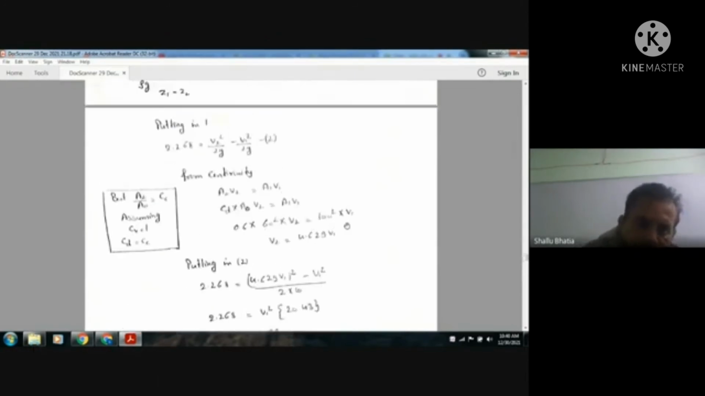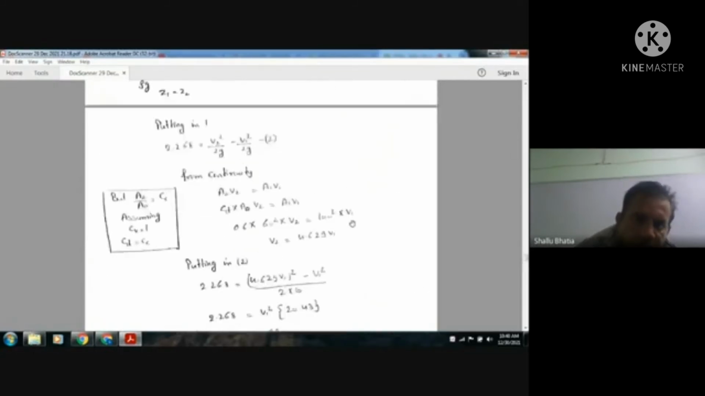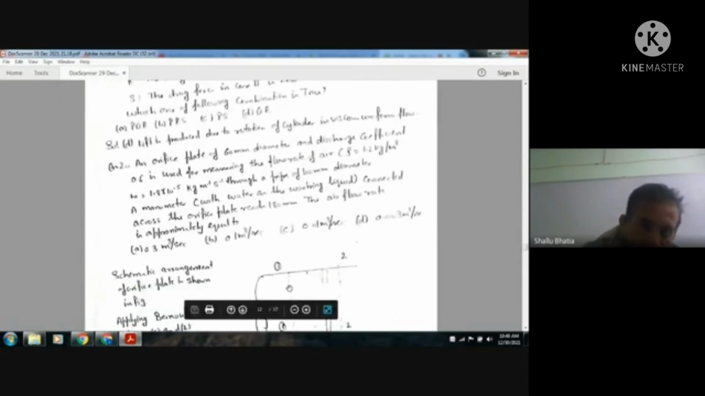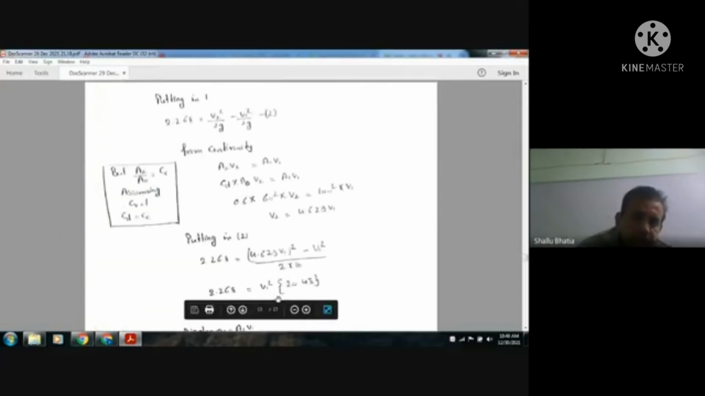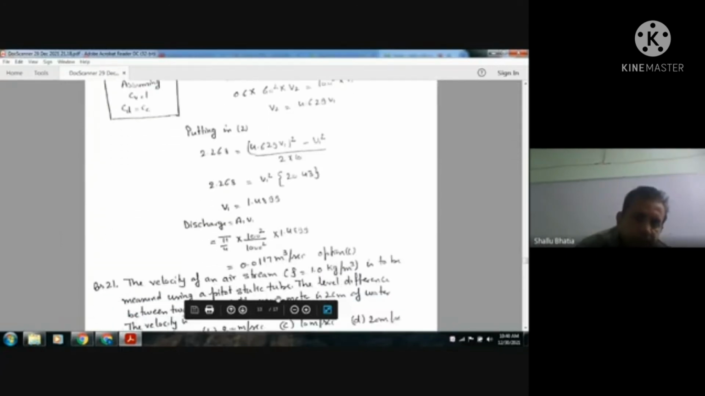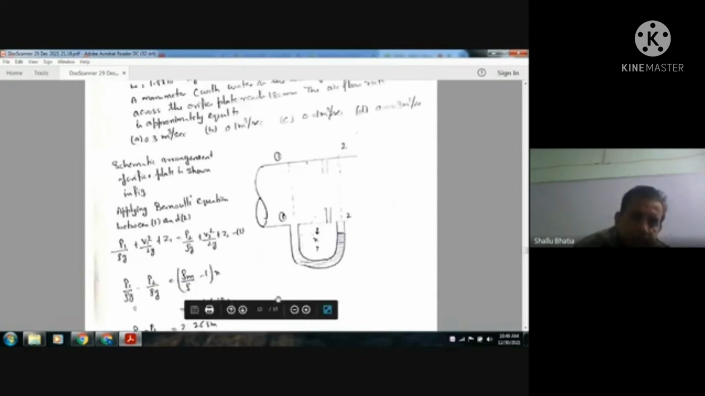So 100 square into V1, because in the portion A1 there is no compression taking place. So we can directly calculate A1 into V1 as the discharge. So the answer is 0.0117 meter cube per second. So option C is right.